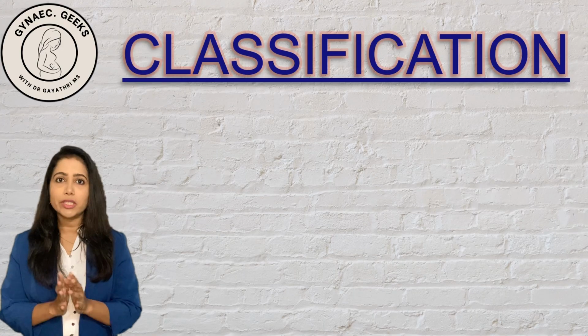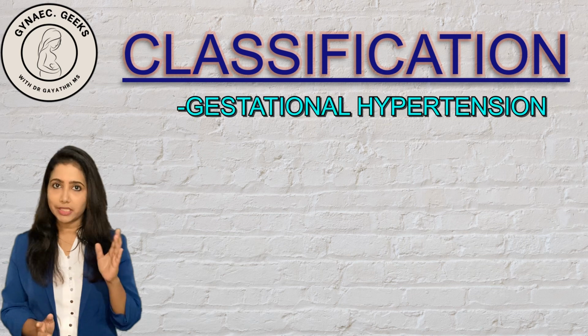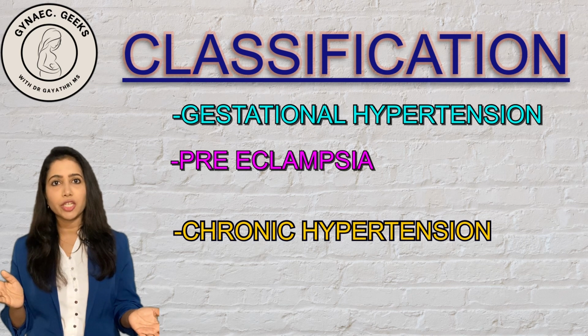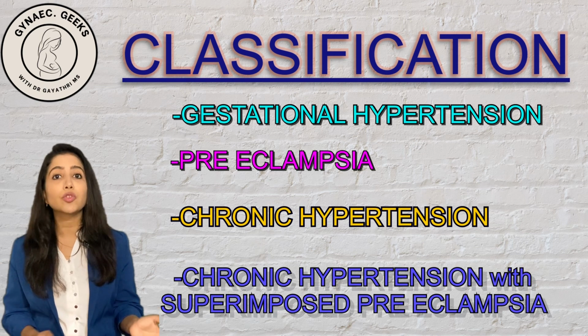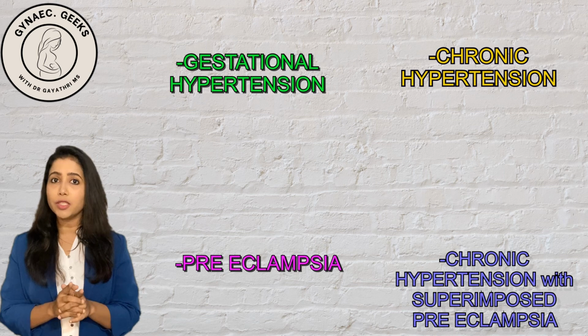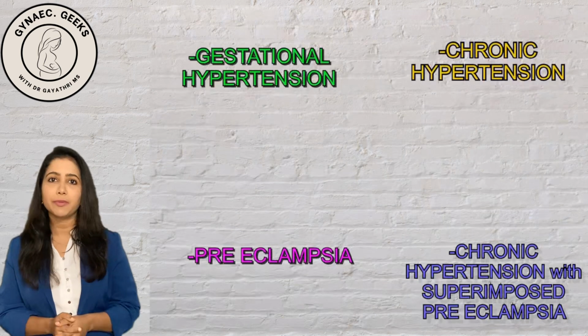So let's deal with the various types of hypertension. This includes gestational hypertension, preeclampsia, chronic hypertension and chronic hypertension with superimposed preeclampsia. Let's deal with them one by one. First, we will discuss gestational hypertension and chronic hypertension.